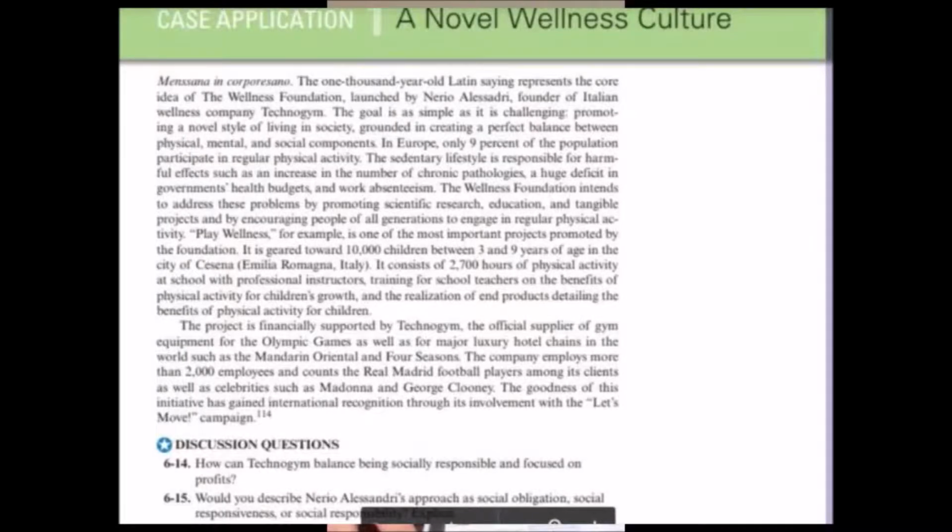Technology can balance being socially responsible and being focused on profit by getting individual investors to support its cause and maintain a good business model. Being socially responsible cuts costs and makes processes less dangerous or harmful to the environment or people in the company.